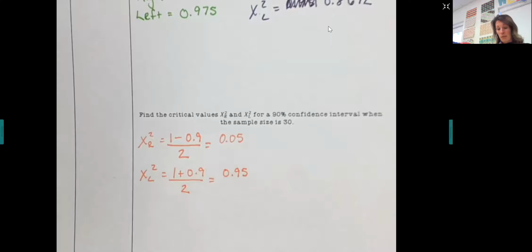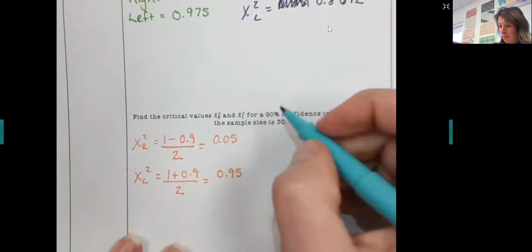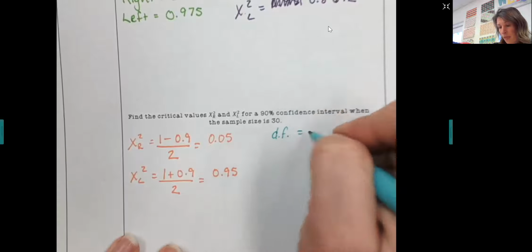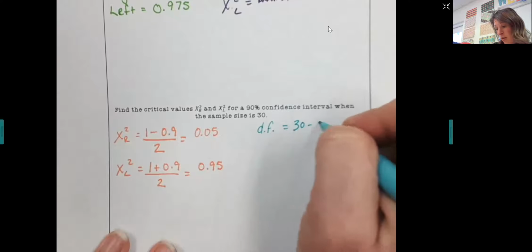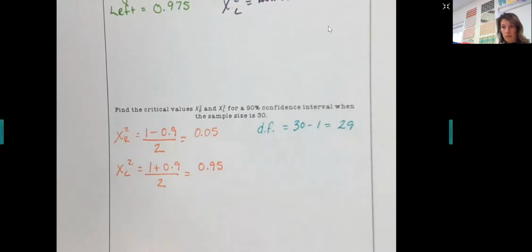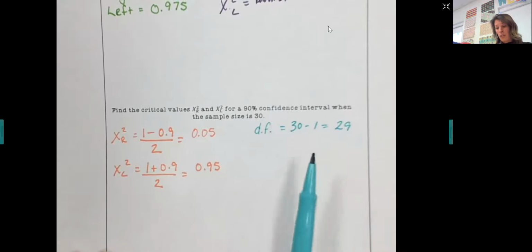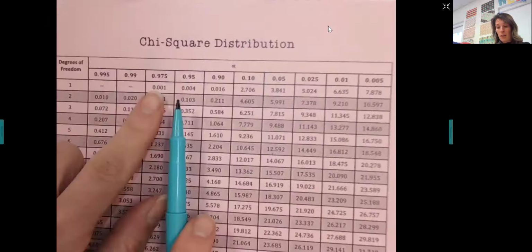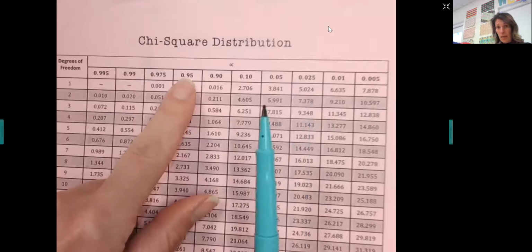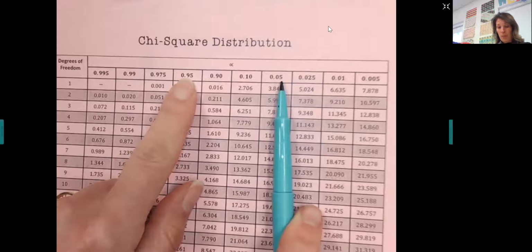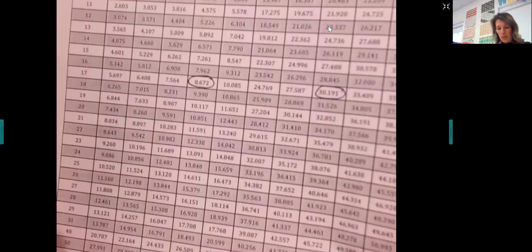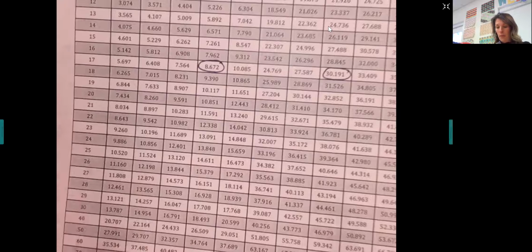Now, then we have to look at our degrees of freedom. So our degrees of freedom, we're going to take our sample size, 30, and subtract 1 from that. 30 minus 1 is equal to 29. So we are now going to look for our values that are associated with a degree of freedom of 29 and these two confidence levels. Again, we find our 0.95 and our 0.05 up at the top. We find our degree of freedom down at the bottom and follow them across.